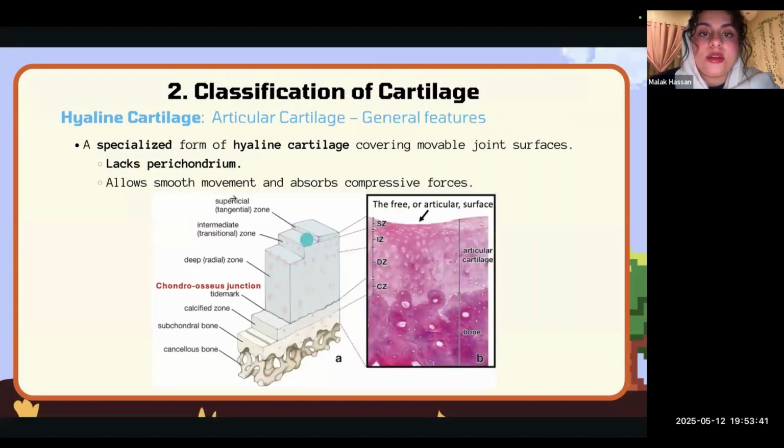Now, let's talk about hyaline cartilage, specifically articular cartilage. Articular cartilage is a specific type of hyaline cartilage, and it covers the joint surfaces that can move, okay? And it doesn't have a perichondrium. And that makes sense because if there's a lot of friction happening in that area, there is going to be a lot of movement, and then having a perichondrium is going to resist that movement. So there's no perichondrium on articular cartilage. Okay, now this is where you can see the articular cartilage. This is cartilage, and there is no perichondrium.